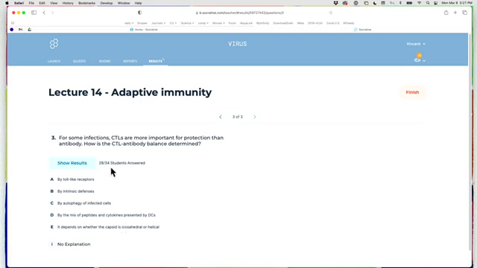Someone asks, does immunotherapy used in oncology have a role in treating infection? Absolutely.